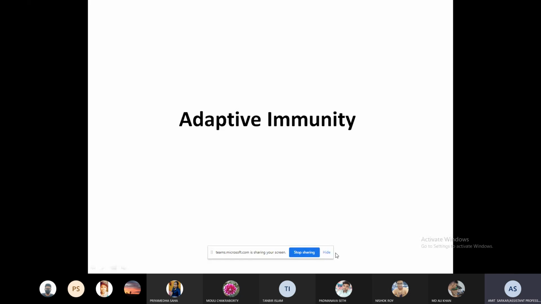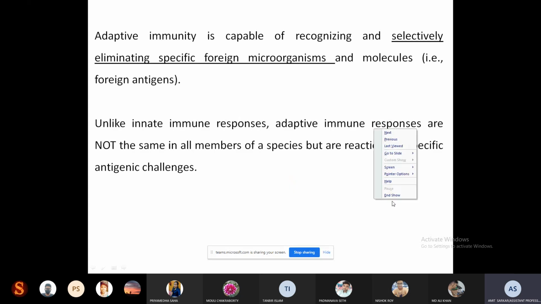In case of innate immunity, my slide is not moving, right? Is it moving? No, sir. All right. Now it's moving, I suppose.